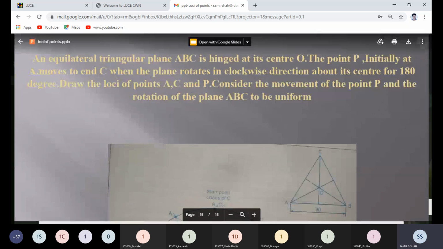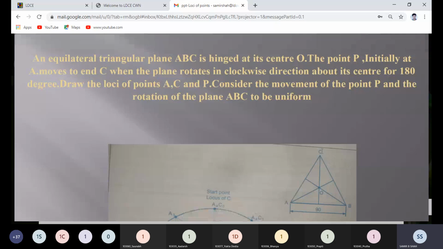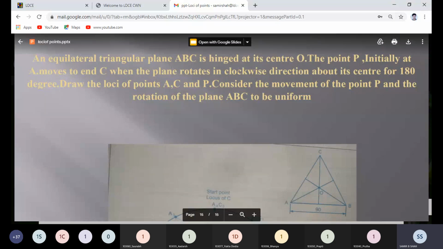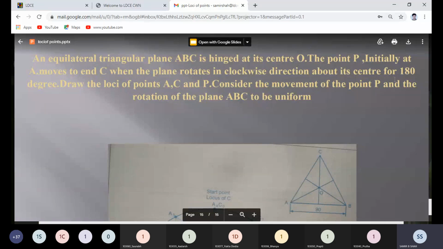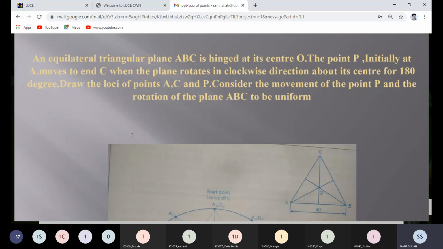The point P, initially at A, moves to C when the plane rotates in clockwise direction about its center for 180 degrees. Draw the loci of points A, C, and P.